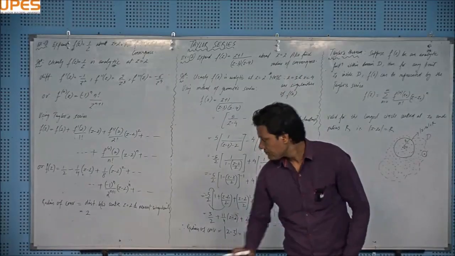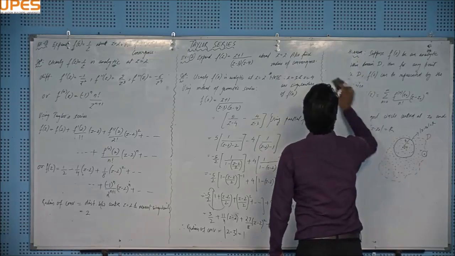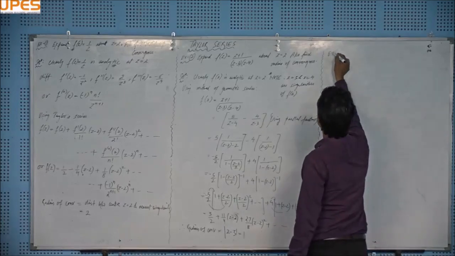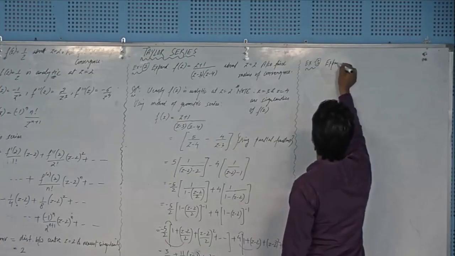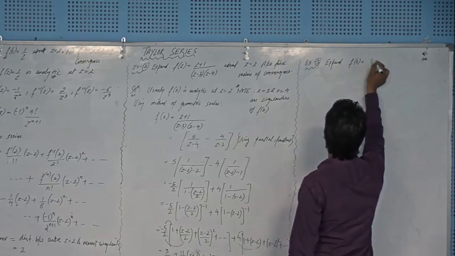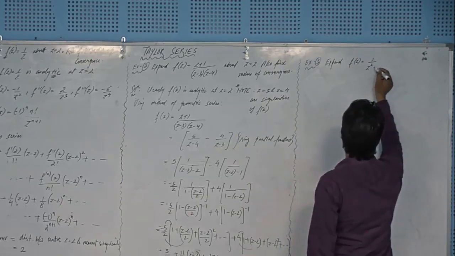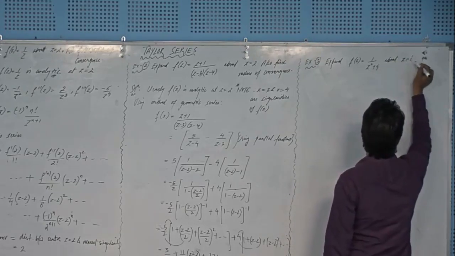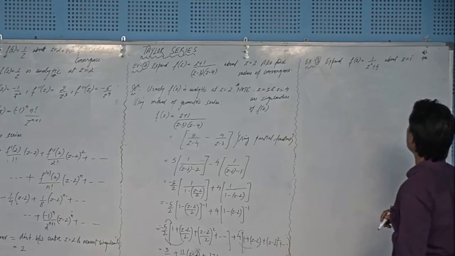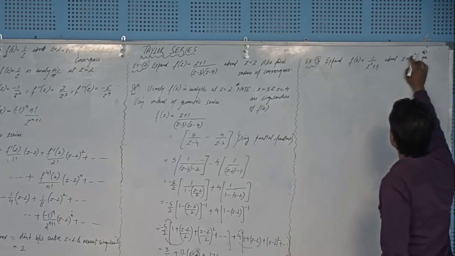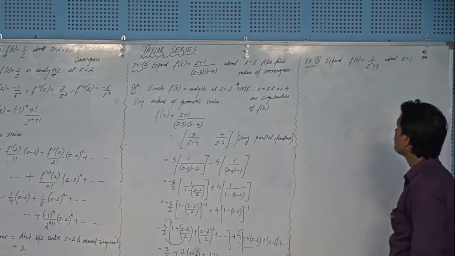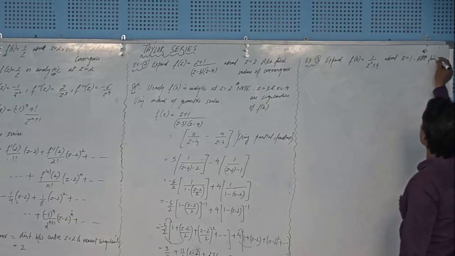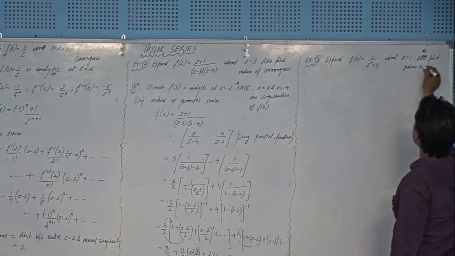Now taking another example. Example number 3: expand f(z) equal to 1 over z square plus 4 about z equal to 1. Also find the radius of convergence.